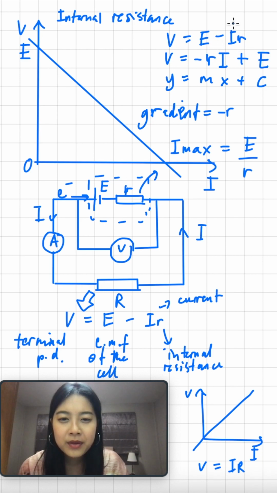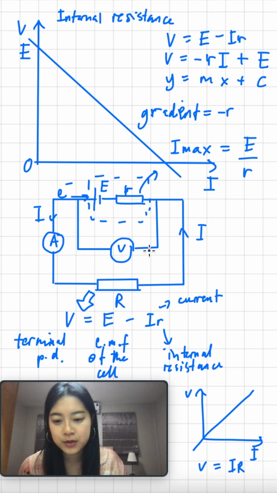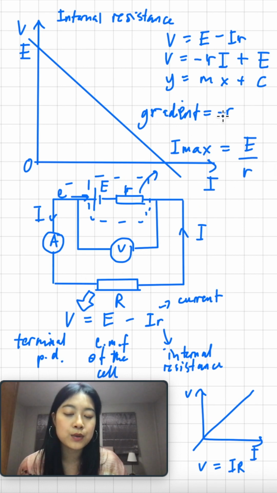From the formula, if you put V equal to 0, you can also see that I rearranges to be E over R. So that's another way you can get to this answer. But thinking about the circuit, that's how you get to it. Last thing is, why is the gradient equal to minus r?